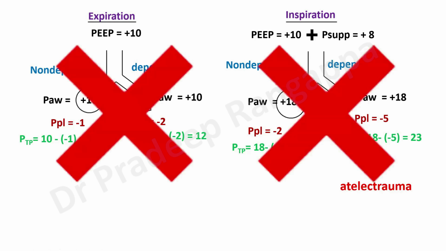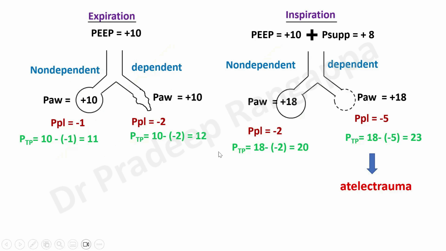And this is also something which we don't want, because we want PEEP to open up. Here, this is why I say atelectrauma: in expiration it's not open, but in inspiration it has opened, which means there is a shearing force. There is an opening and closing. This shearing force with an inappropriate PEEP is what is called atelectrauma.